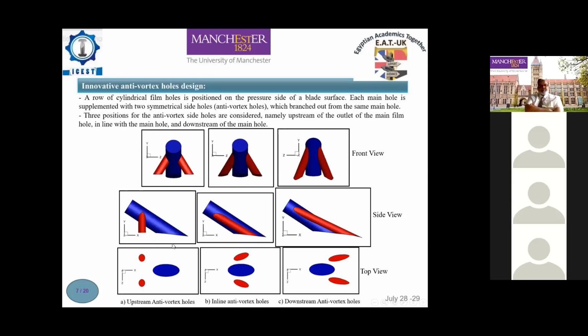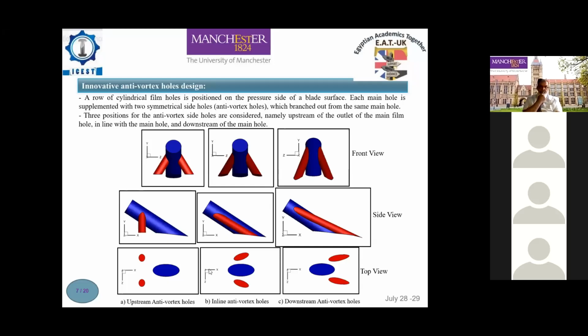The answer is that the anti-vortex design generates anti-counter rotating vortex pairs, which are opposite in sense to the main counter rotating vortex pairs produced by the standard holes. These new vortices mitigate the effects of the kidney vortices formed by the main film holes in the downstream region, as well as reducing the coolant penetration into the hot mainstream, and forcing the coolant jet formed by the standard holes to remain attached to the blade surface. If the coolant stays attached to the blade surface, the film coverage will of course be improved.